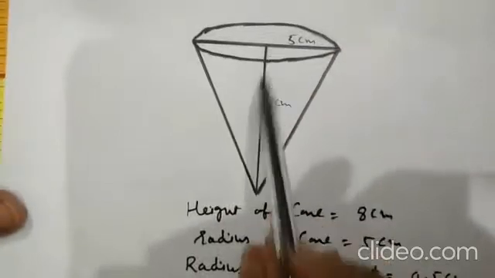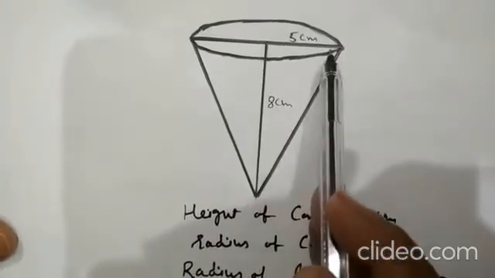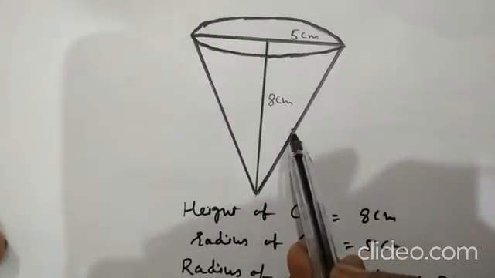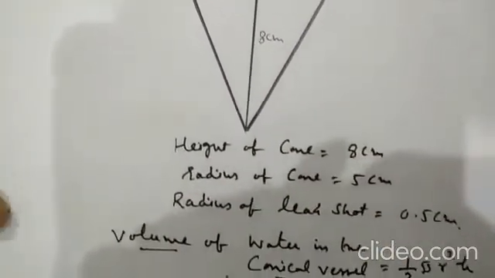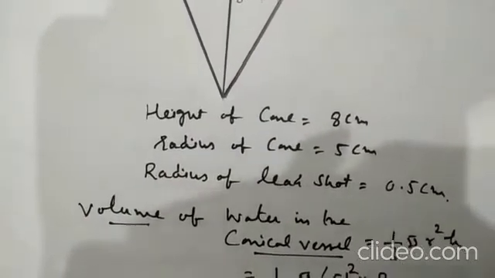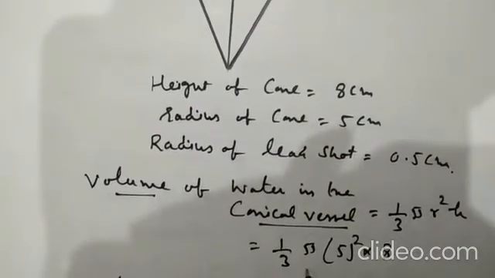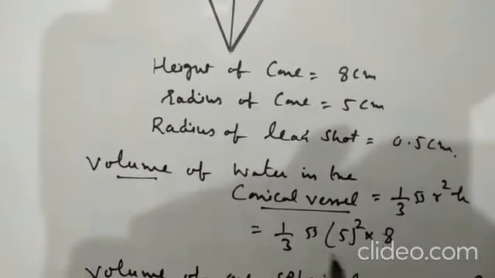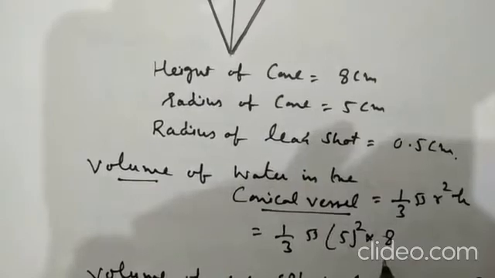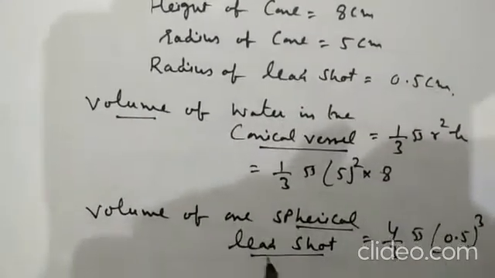So what is the height of the conical vessel? It is 8 cm. Radius is 5 cm. It is completely filled with water. So the volume of water in the conical vessel is 1/3 pi r square h. 1/3 pi, we will keep pi as it is, 5 square into 8. Now, how many lead shots have been dropped in it?